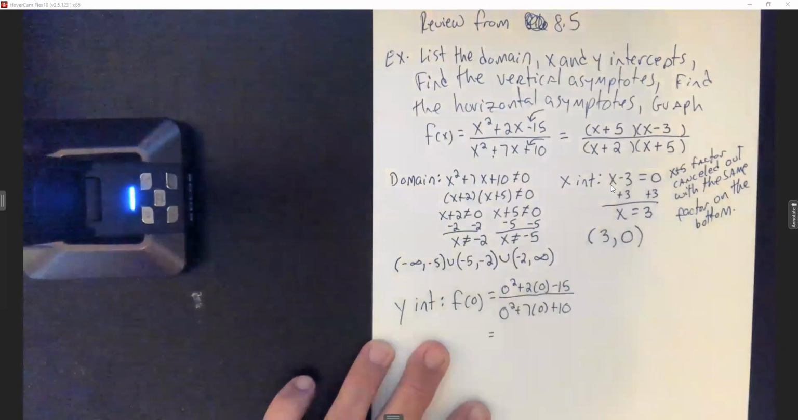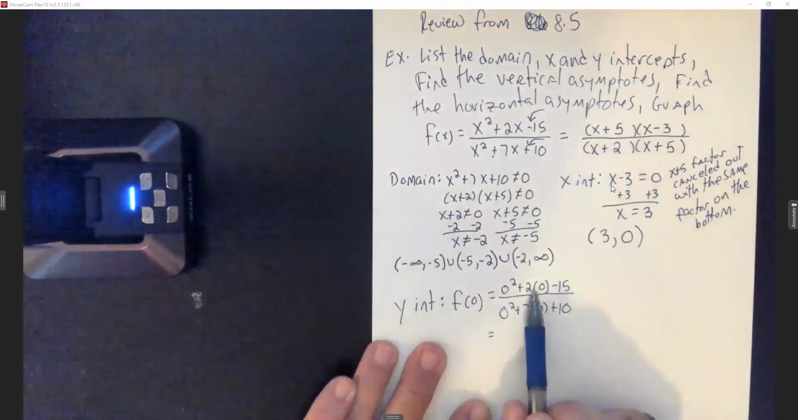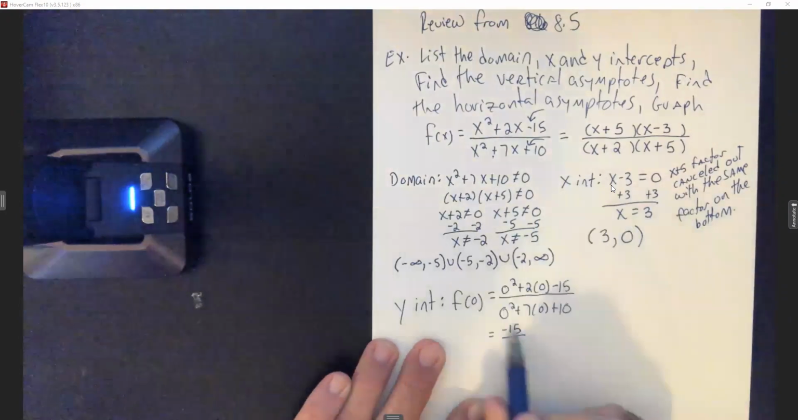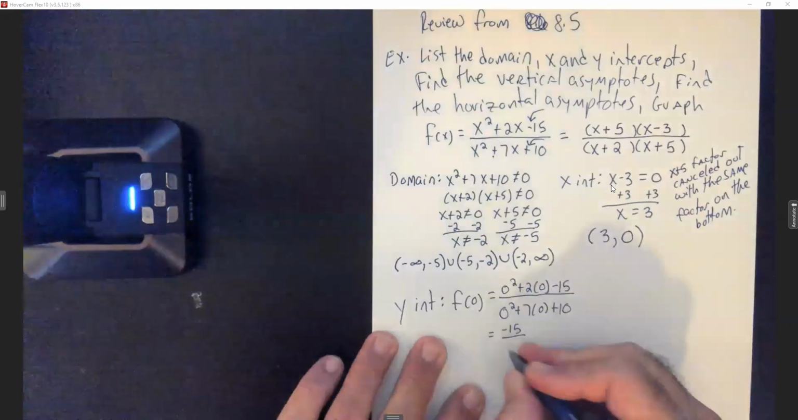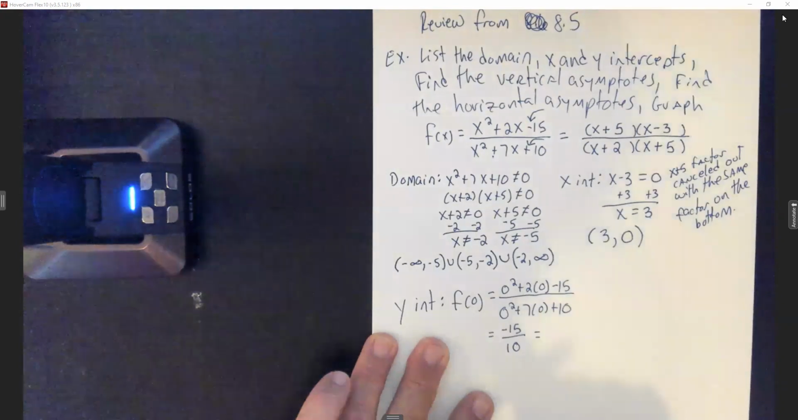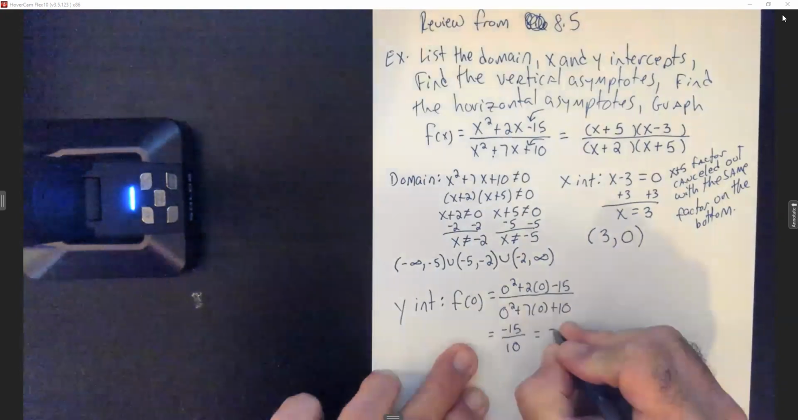Guess what? 0 squared is 0. 2 times 0 is 0. So the only thing I've got on top is a negative 15. On the bottom, 0 squared is 0, 7 times 0 is 0, plus 10 would give me a positive 10. Okay. All right, now I can reduce the negative 15 over 10 to a negative 3 halves.